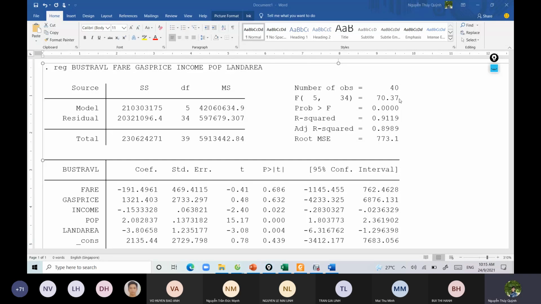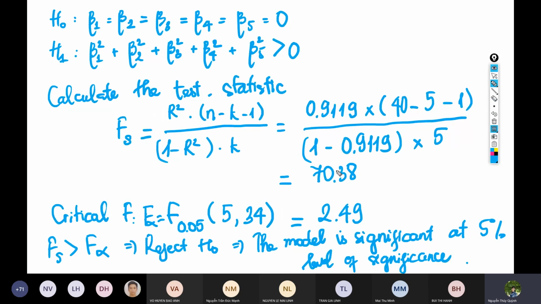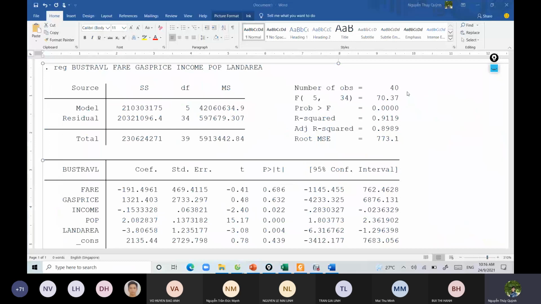It is the observed value of F that you can calculate from step 2. Okay, so look at this. From step 2, you can calculate the test statistic by using the provided coefficient of determination. All right, and you get the value of 70.38. Okay, and here it is the observed value of F.